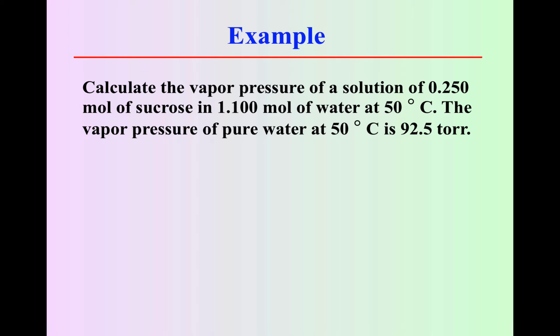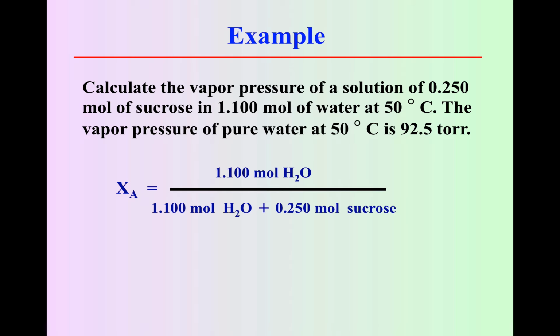So calculate the vapor pressure of a solution where you've got 0.25 moles of sucrose and 1.1 moles of water at 50 degrees Celsius. They have to tell me what the vapor pressure of pure water is at 50 degrees Celsius. It's 92.5 torr. All right, so what I need to get is the mole fraction of the water, moles of water divided by total moles. So add up the moles of the solute and the moles of the water, divided into moles of the water. I have a solution that's almost 82% water, so 0.815 fraction of the water.